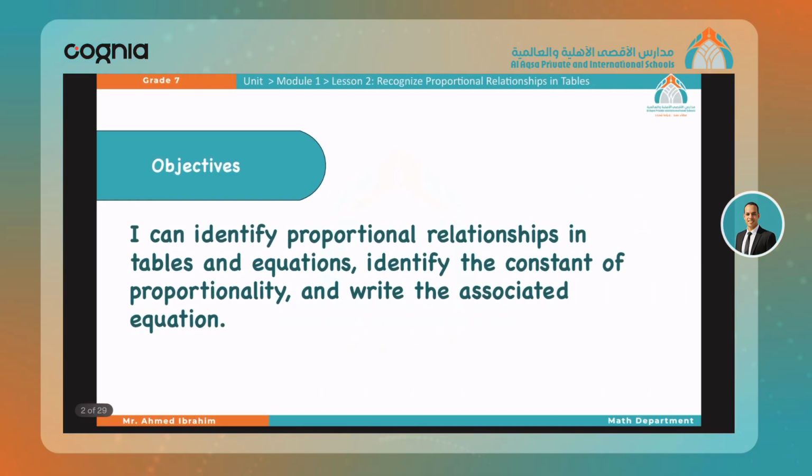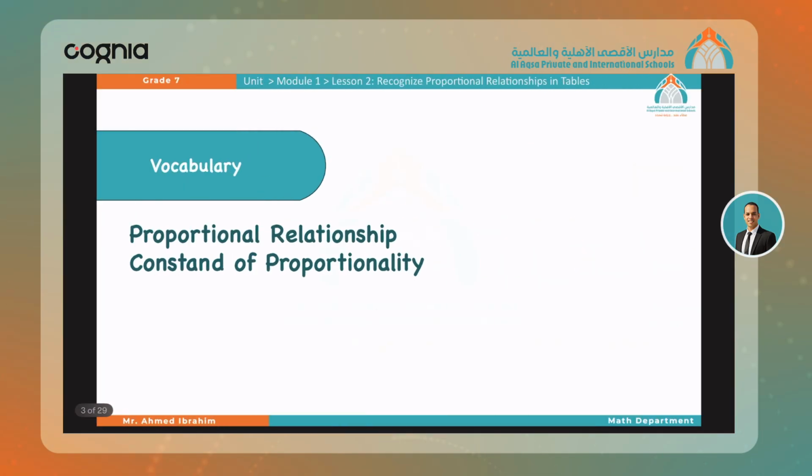So our objective today is to identify proportional relationships in tables and equations. Identify the constant of proportionality and write the associated equation. So our two main vocab here are proportional relationship and constant of proportionality.